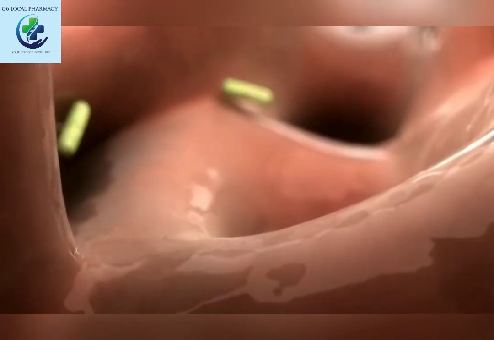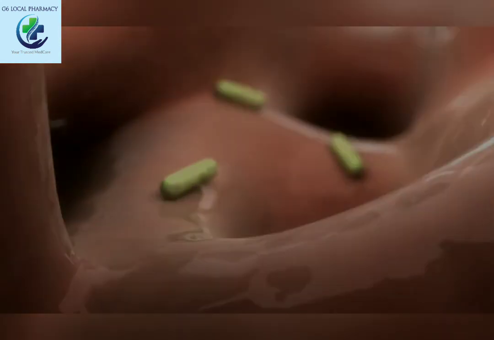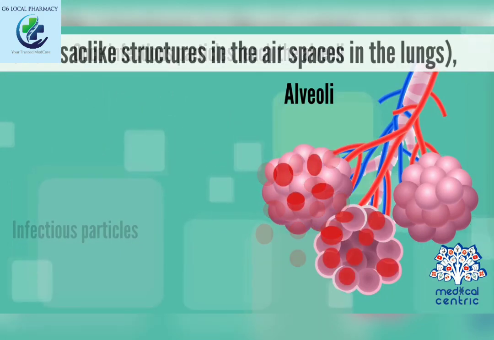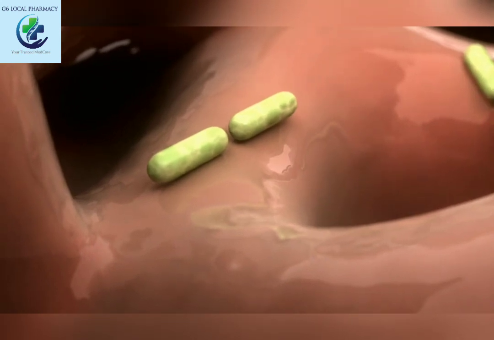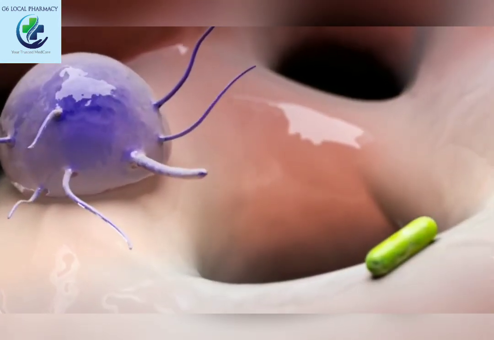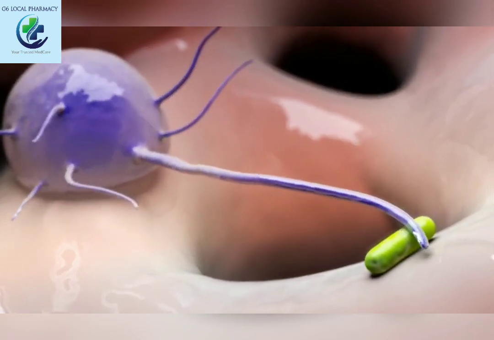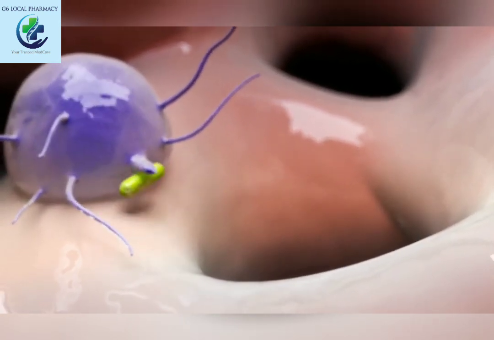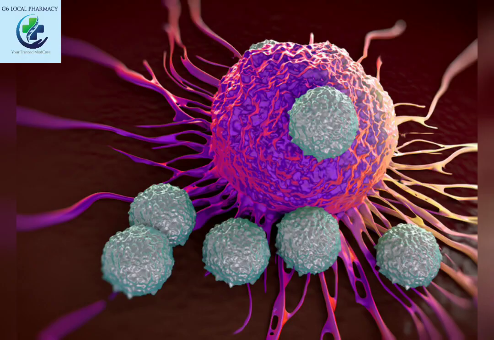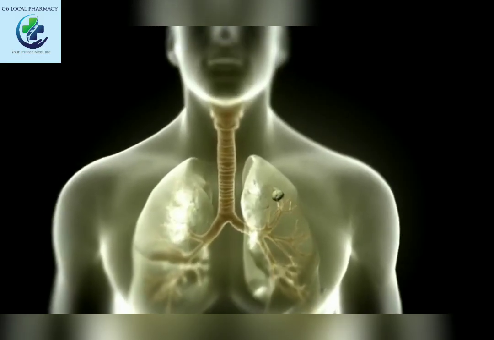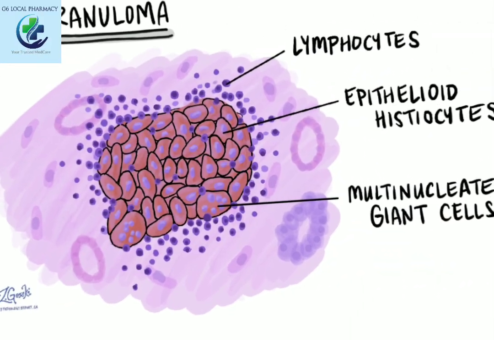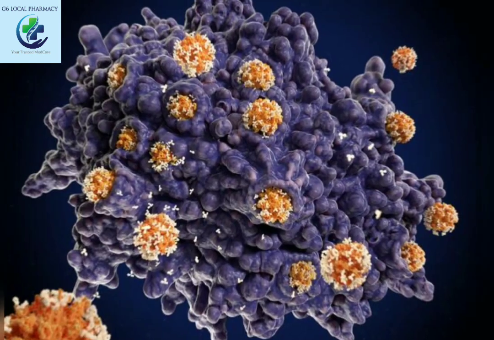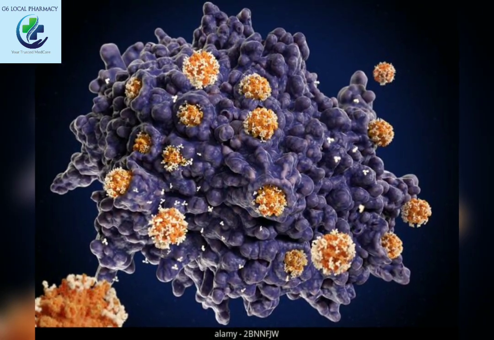Once inside the respiratory system, Mycobacterium tuberculosis encounters immune cells called alveolar macrophages in the lungs. Instead of being immediately destroyed, some bacteria can survive and replicate within these cells. The immune system recognizes the presence of Mycobacterium tuberculosis and attempts to contain the infection. Immune cells, including T cells, are recruited to the site of infection, leading to the formation of structures called granulomas. These granulomas are collections of immune cells and infected macrophages that wall off the bacteria.